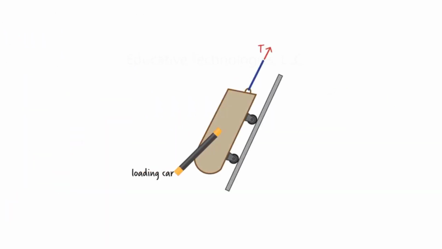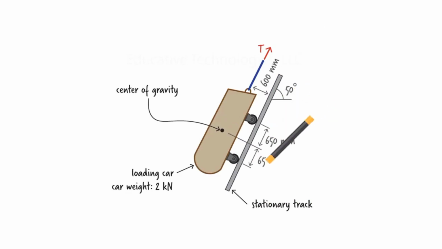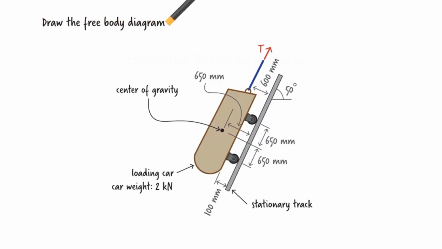Here, we have a car that weighs 2 kilonewtons. We assume the weight acts at the center of gravity of the car. A cable attached to the car is holding it in place. The tension force being applied to the cable is denoted by T. The car rests on a stationary track that makes a 50-degree angle with the horizontal axis. The key distances are known. We wish to draw the free body diagram for determining the magnitude of force T.